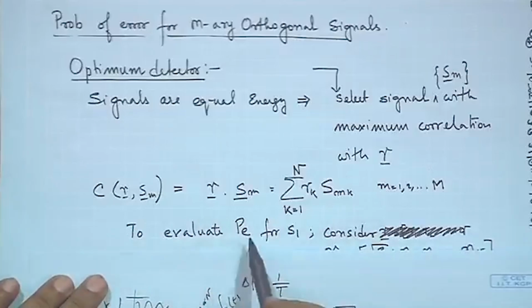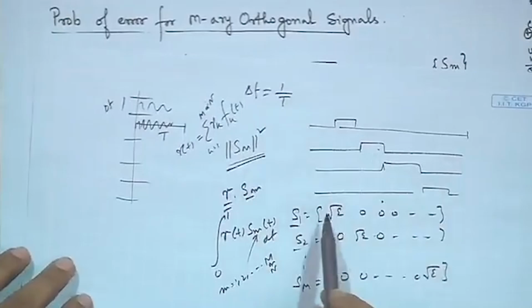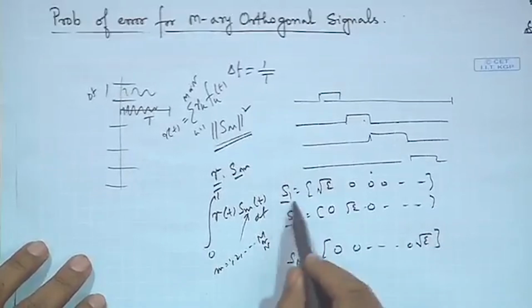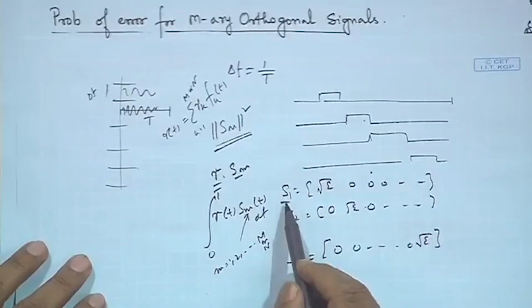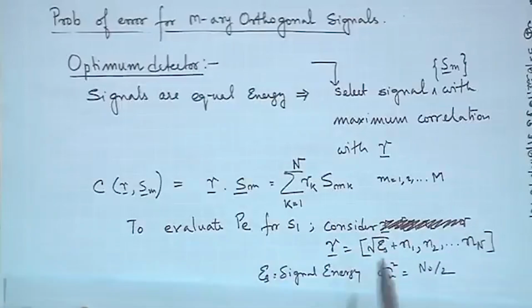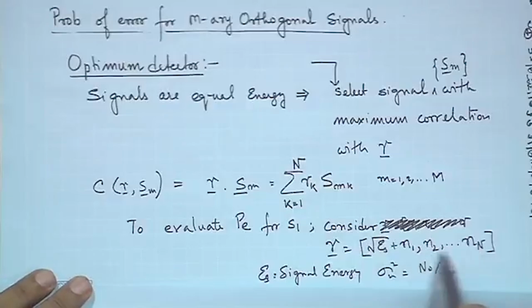Now, to evaluate the probability of error for S1, we are assuming that S1 is being sent. It will be the same for all others, so it is not much of a problem. This is the approach we had taken while discussing the performance of PAM signals as well. Let us consider the received vector. It will naturally be the signal plus noise in the first dimension, because there is signal present in the first dimension, and in the other dimensions there are no signals. So, the output of the correlators will be the noise component on the basis function.